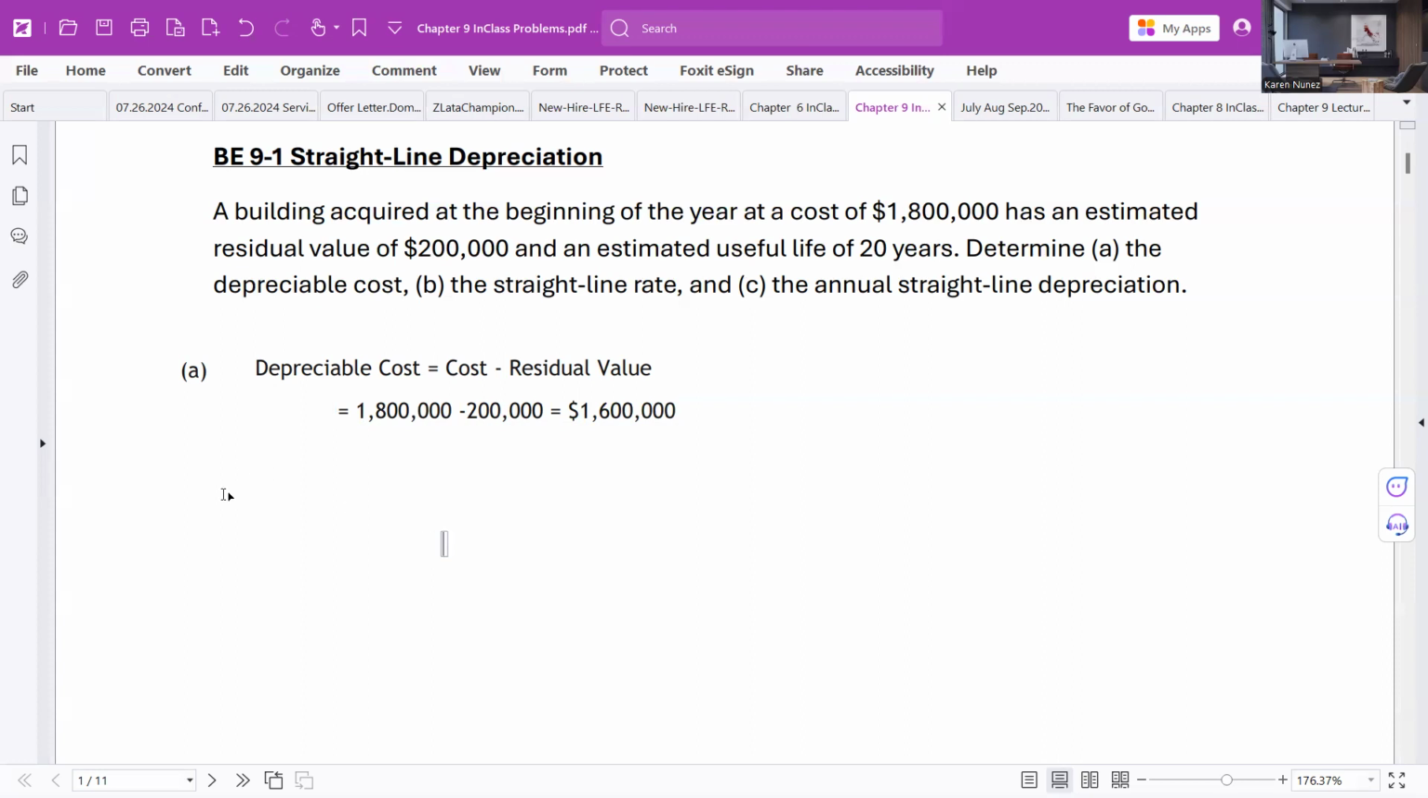And what's the straight line rate? The straight line rate of depreciation, we always determine by taking 100% divided by the estimated useful life. 100% divided by the estimated useful life.